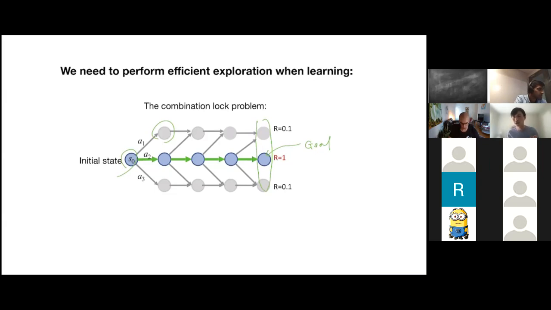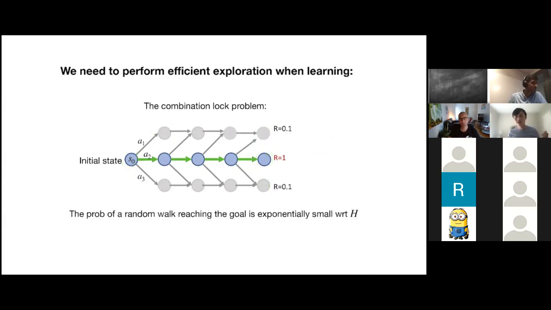So the optimal strategy is very clear. We want to stay on the blue state all the way to the end, right? We don't want to deviate. But the tricky thing here is that there are 3 actions per blue state, right? And only one of the actions will lead you to the next blue state. So your job is to actually figure out which action to take in the blue state so that you can stay in the blue states, right? So we call it combination lock because you really need to figure out the correct combination of these green actions in order to hit the goal, right?